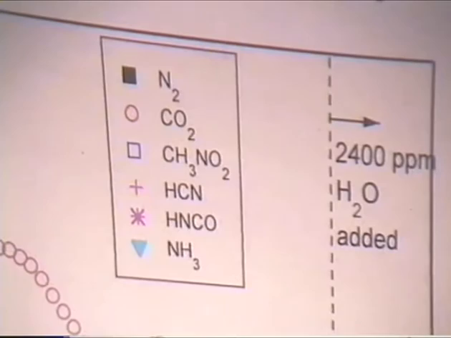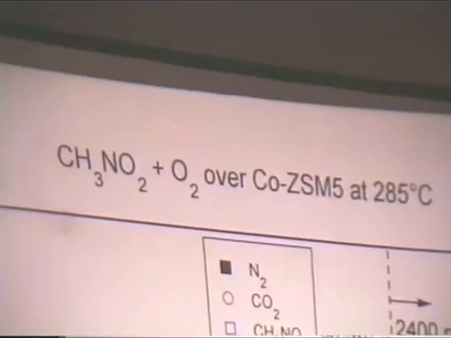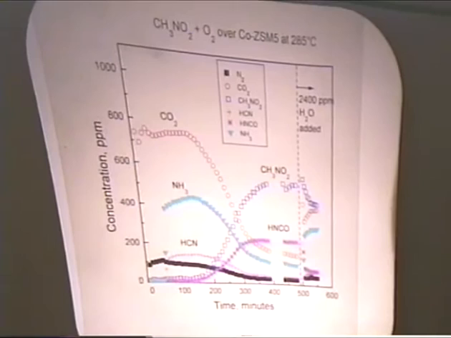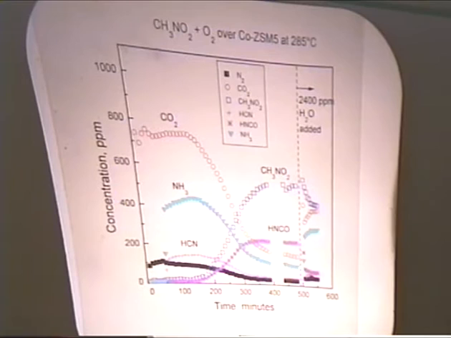So this is for nitromethane and oxygen, cobalt ZSM5 on stream at 285 degrees Celsius. And for a couple of hours, it takes a while, as you notice, for the ammonia to break through, but once it does, ammonia and CO2 seem to be produced at a fairly constant amount. The conversion is quite high, around 70% or more.